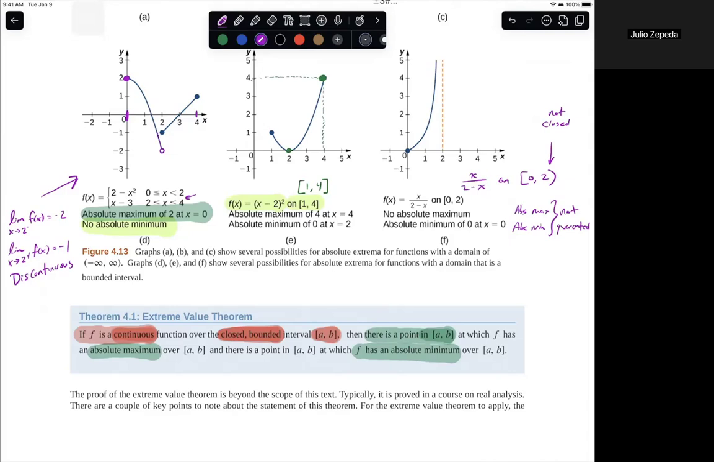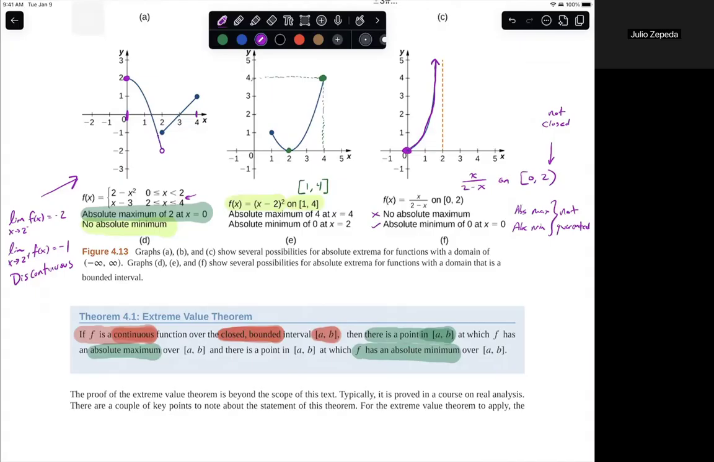Okay, so they might still occur. And as we can see from the picture, there is an absolute minimum of 0 at x equals 0. And is there an absolute maximum? No. It looks like there's an infinite discontinuity. The function continues to increase without bound as x approaches 2 from the left. Okay, so there was an absolute minimum, no absolute maximum.